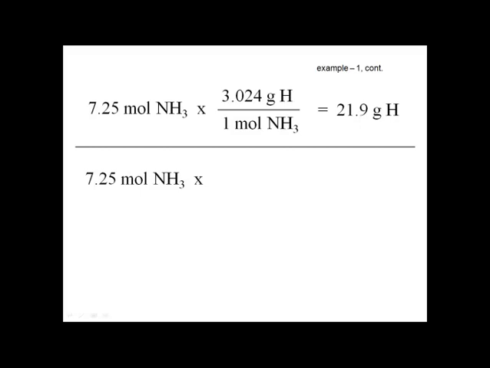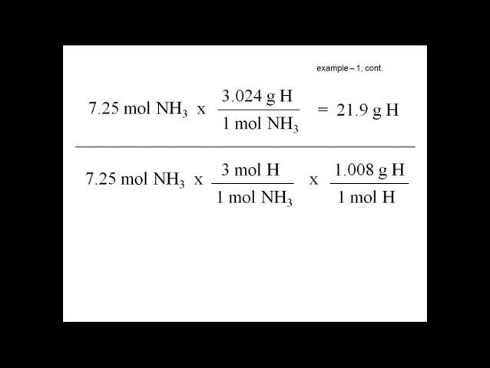Some textbooks and instructors will teach a multi-step calculation to solve this problem. They will first take the 7.25 moles of ammonia and convert to moles of hydrogen using what is sometimes called the stoichiometric factor from the chemical formula. They will then, in a second step, convert the moles of hydrogen to grams of hydrogen using the molar mass from the periodic table. This gives the same numerical result, 21.9 grams of hydrogen. Both methods use the same chemistry knowledge, the fact that there are 3 hydrogens in the formula and the molar mass of hydrogen comes from the periodic table.